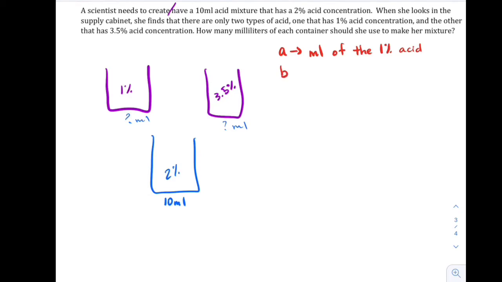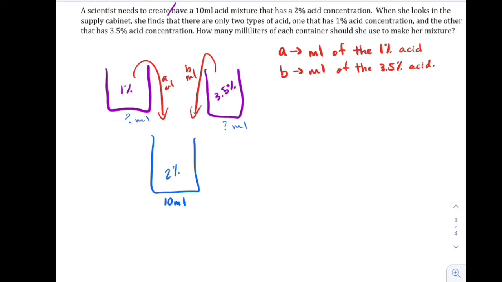And maybe B will be milliliters of the 3.5% acid. Right, how many should I use from here? And how many should I use from here? This is A milliliters. This will be B milliliters. And we want to have a 10 milliliter mixture that has 2%.